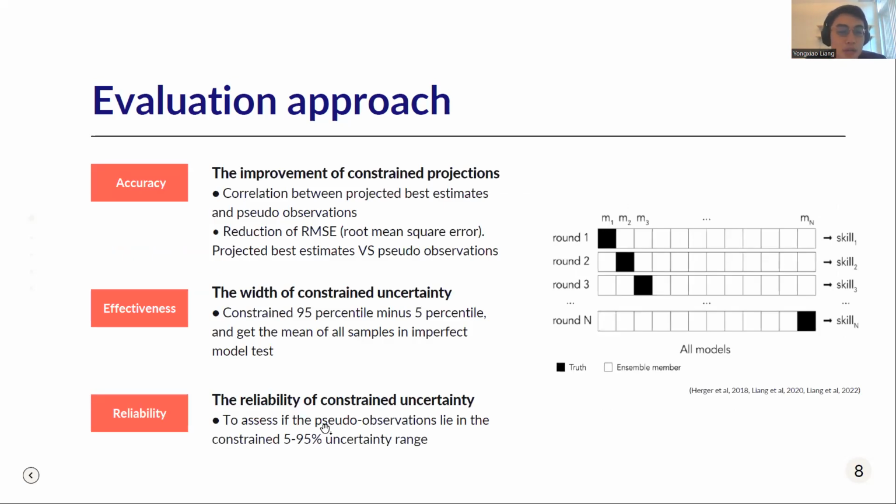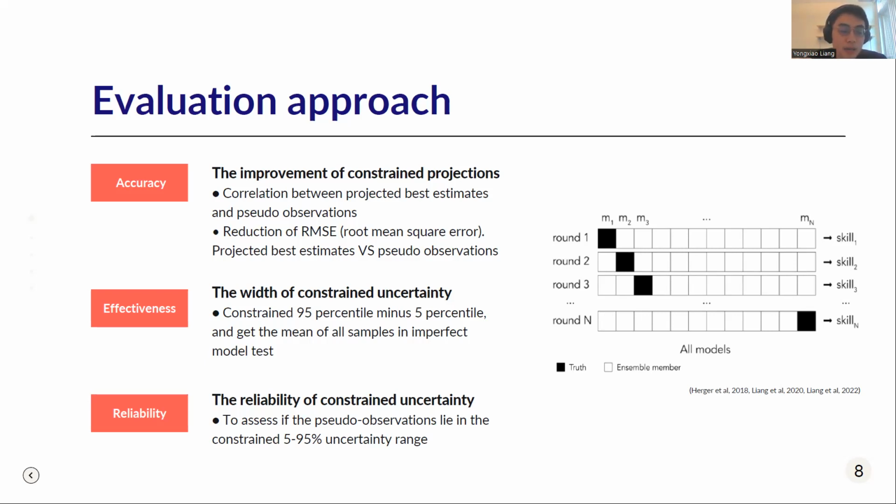So we value three aspects. One is accuracy, second is effectiveness, and third is reliability. For the accuracy, we want to know how much the distance is between the constraint values and the pseudo-observations, measured by the correlation coefficient and reduction of RMSE between the constraint projected mean values and pseudo-observations.